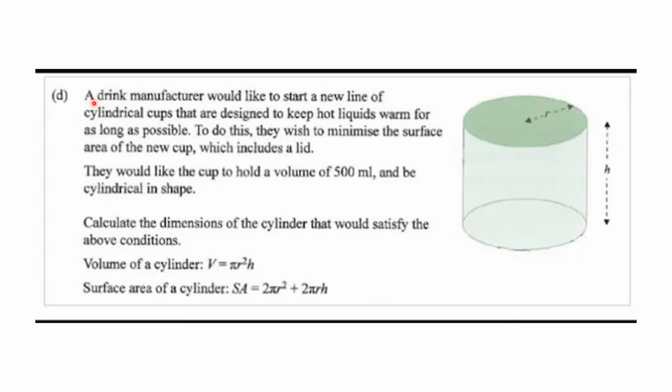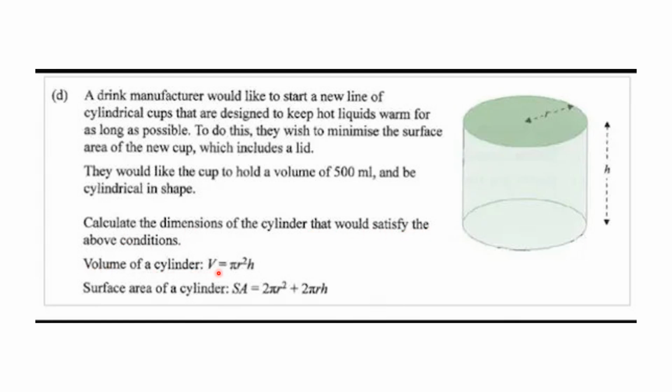Okay, I got my pointer here. As you can see, I'm just going to read through the question, and please follow with me. A drink manufacturer would like to start a new line of cylindrical cups that are designed to keep hot liquids warm for as long as possible. To do this, they wish to minimize the surface area of the new cup, which includes a lid. They would like the cup to hold a volume of 500 milliliters and be cylindrical in shape. Calculate the dimensions of the cylinder that would satisfy the above conditions.